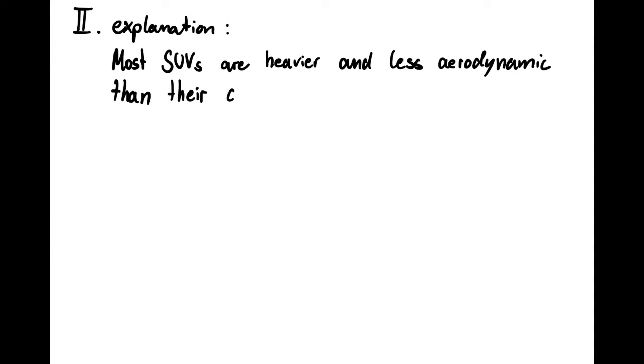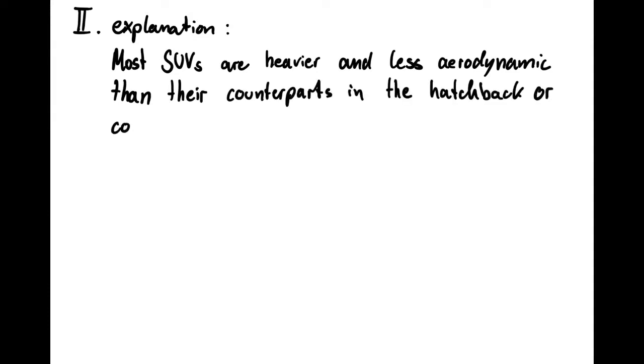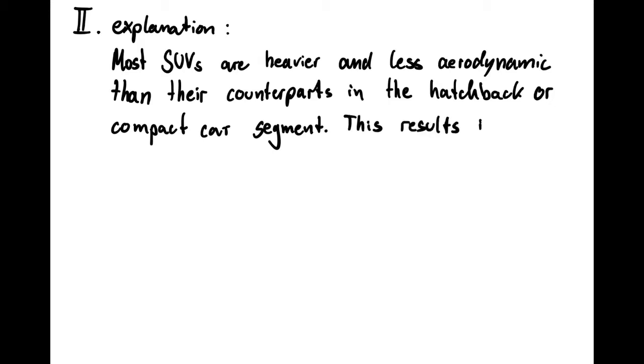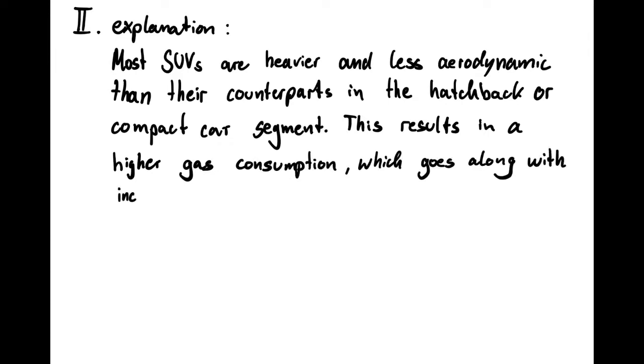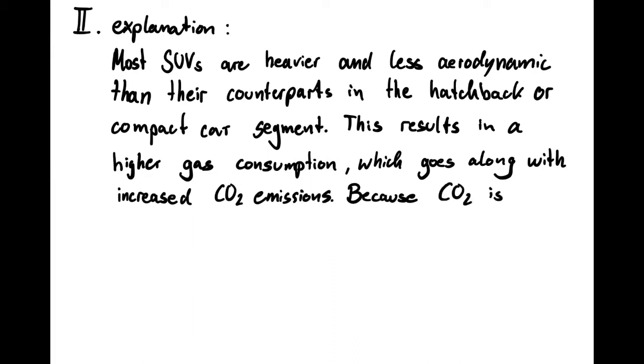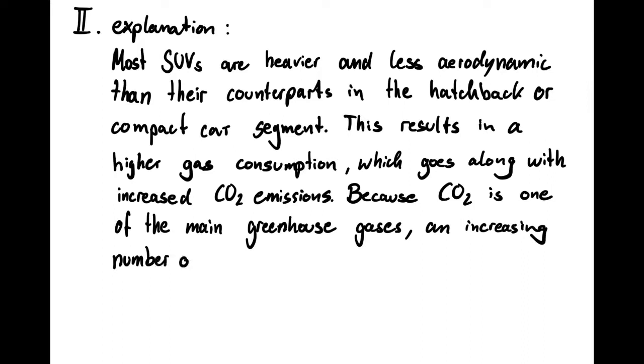I came up with the following explanation. Most SUVs are heavier and less aerodynamic than their counterparts in the hatchback or compact car segment. Maybe you remember the vocab that I've collected in the mind map. Now I need it for hatchback or compact car. This results in a higher gas consumption, which goes along with increased CO2 emissions. Because CO2 is one of the main greenhouse gases, an increasing number of SUVs will speed up global warming.